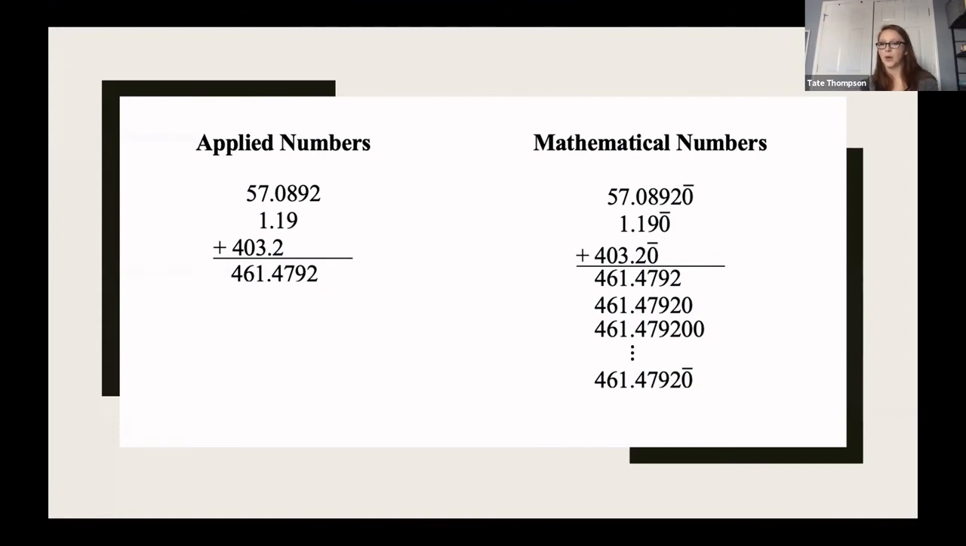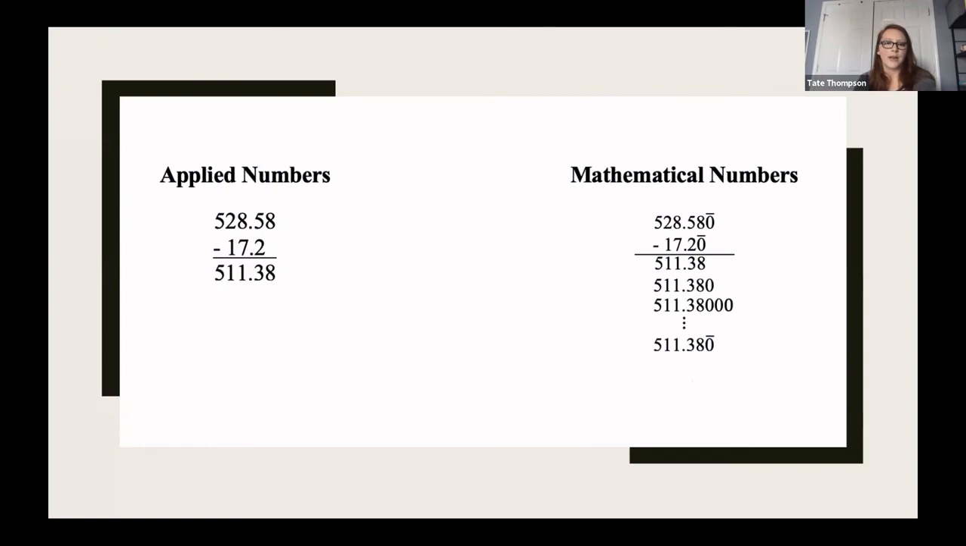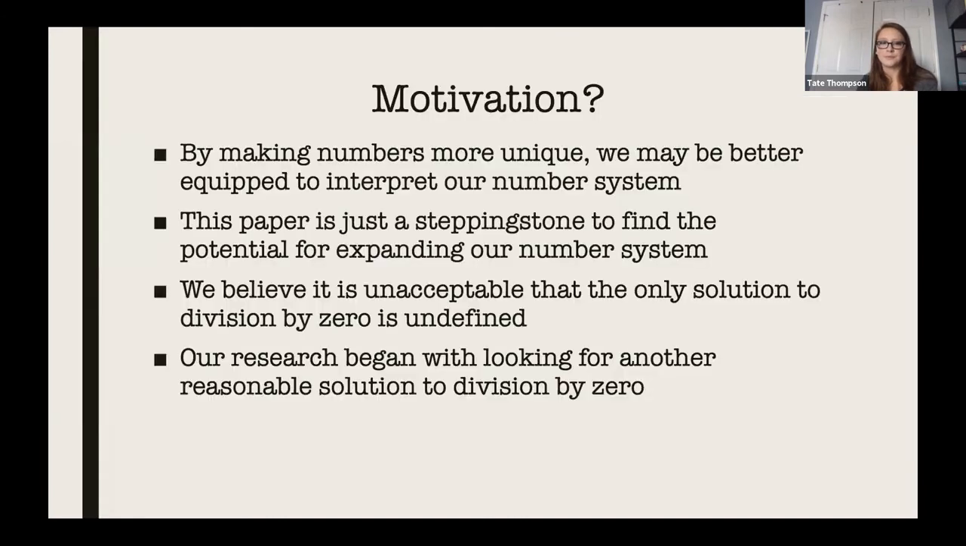How can the same problem have infinite amount of answers that are equally all correct? Here we have an example with subtraction, the same thing. When rounded, the applied numbers answer will be 511.4. And we have the unrounded answer on the mathematical side, but also infinite number of ways to write it.